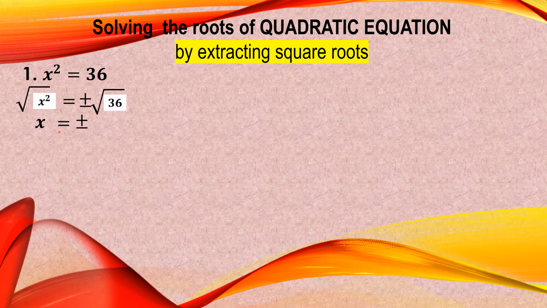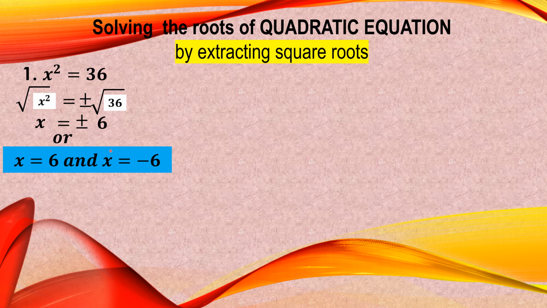which is equal to positive, negative, the square root of 36, which is 6. So it is the positive 6 and the negative 6, because positive 6 squared will give us positive 36. And if we square a negative 6, we can still obtain a positive 36. So therefore, the values of x are the positive 6 and the negative 6. So it could be written in this way.